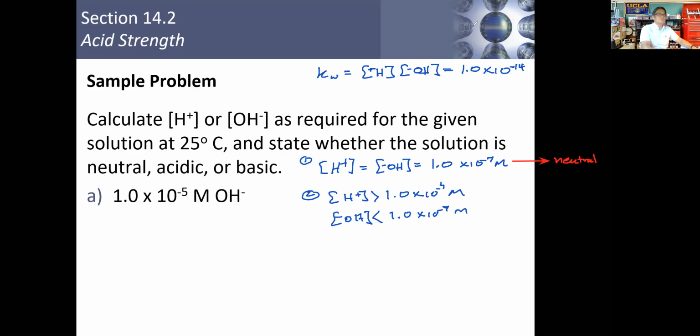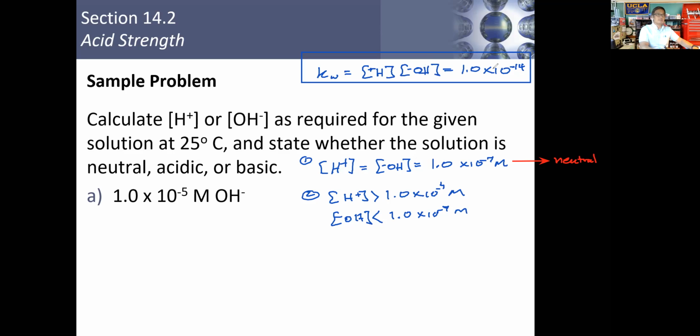And it's because of this value for Kw, because of this expression here, we know then that if the hydrogen ion concentration is greater than 10 to the minus 7, then the hydroxide ion concentration has to be less in order for us to achieve, when we multiply those two together, a product of 1 times 10 to the minus 14.